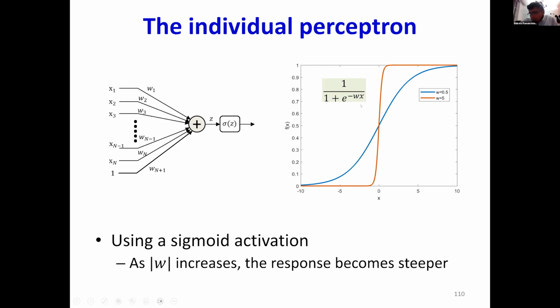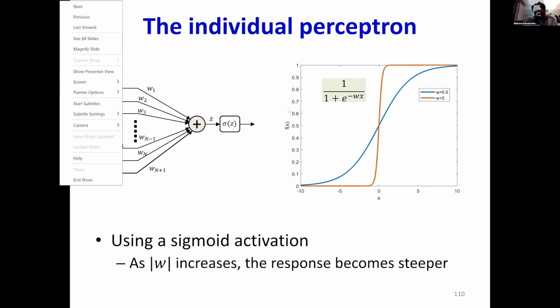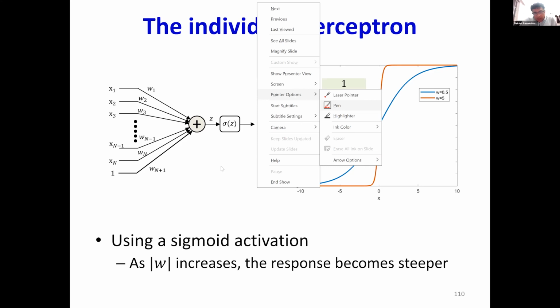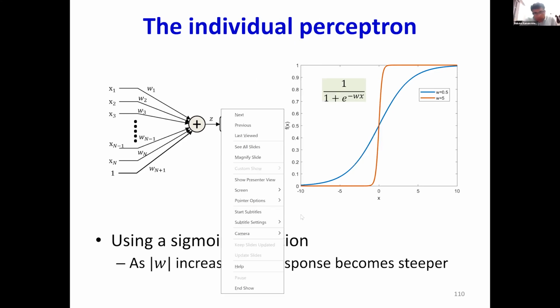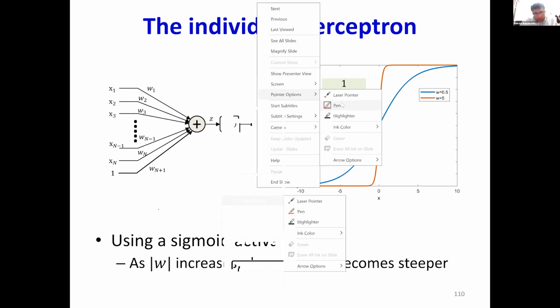You're plotting this. Why is this not working? This mouse is supposed to give me a sec. For some reason, it's not. Pointer option is a pen. So let me try drawing this with a mouse.